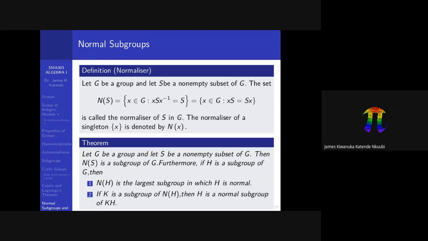So take note of that. There are three things we need to do. One is to check that the normalizer of a subset is a subgroup. And if the subset is a subgroup, then the normalizer is the largest subgroup in which H is normal. And if K is any other subgroup of the normalizer of H, then H turns out to be a normal subgroup of this KH. So we also need to check that KH will be a subgroup if K is a subgroup of a normalizer. And so KH turns out to be a subgroup of G. We'll see why that happens.